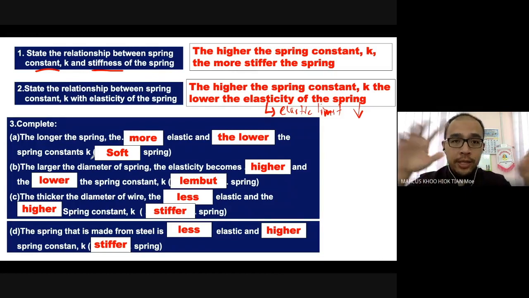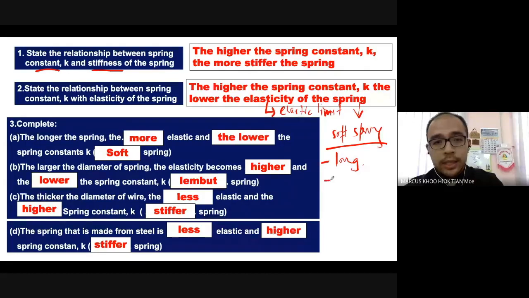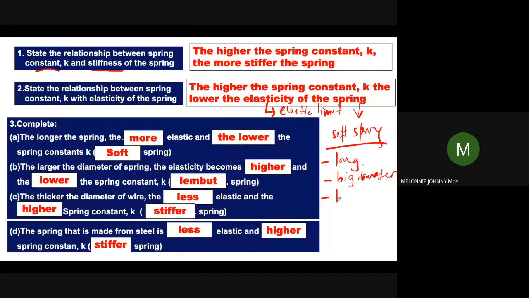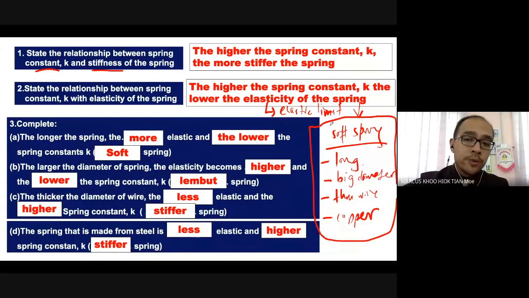Okay, so think about this. If you want to get a soft spring, let's summarize this. What are the characteristics of a soft spring? It must be long. In terms of the diameter, it should be big. In terms of the thickness, thin or thick wire? Thin wire. And of course, you want to use something like copper. So these are the characteristics of a good soft spring. Very long, big diameter, thin wire, and made of copper.